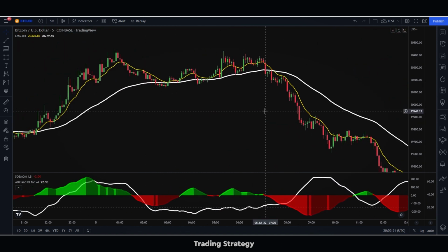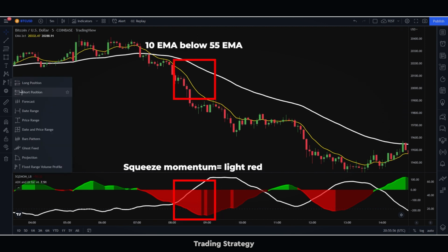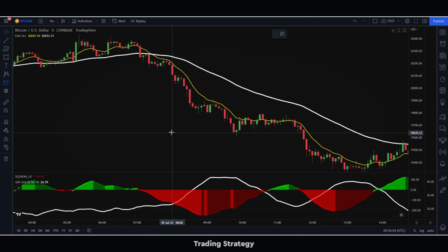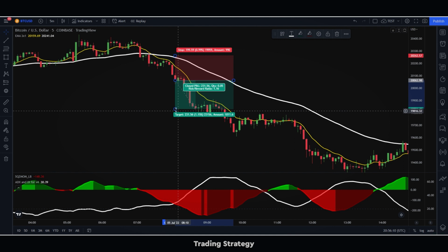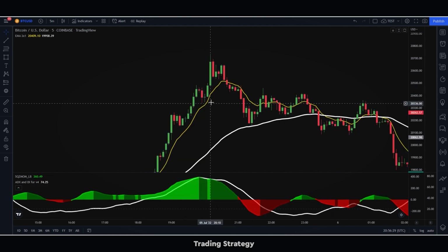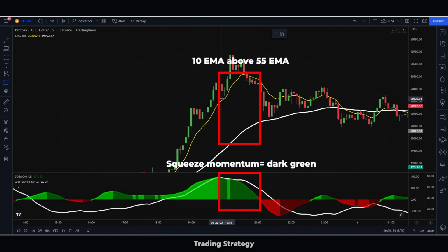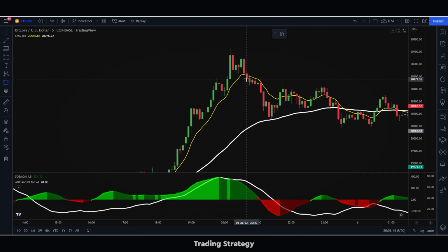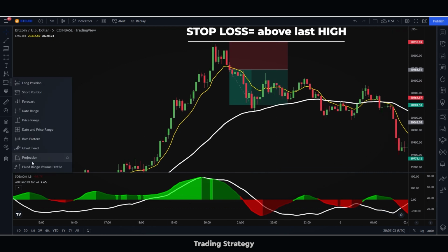To make a sell trade, wait for the 10 EMA to be below the 55 EMA, the squeeze momentum to be light red, and the ADX to be bullish above 20. Or that the EMA of 10 is above the EMA of 55, the squeeze momentum is dark green, and the ADX is downward sloping above 20. The stop loss will be placed above the last great high and the take profit in the support and resistance zones, helping with the volume profile.